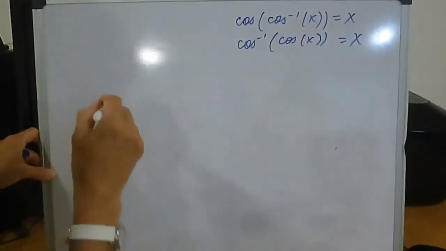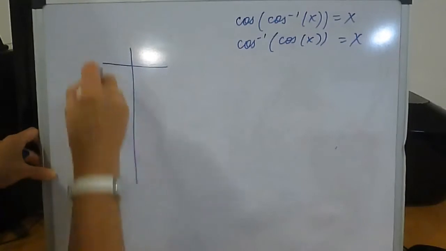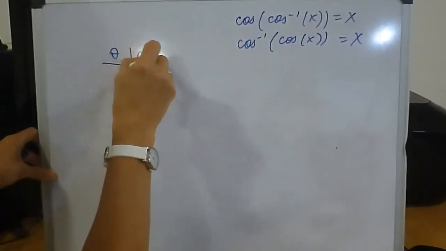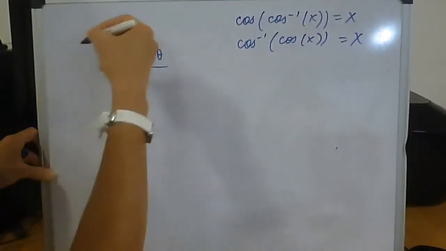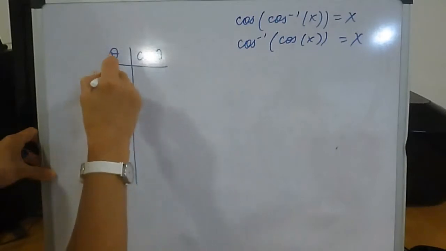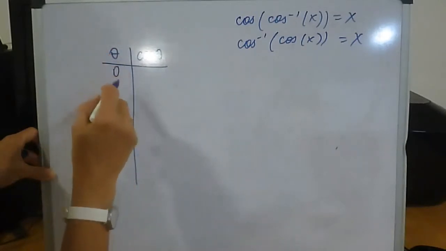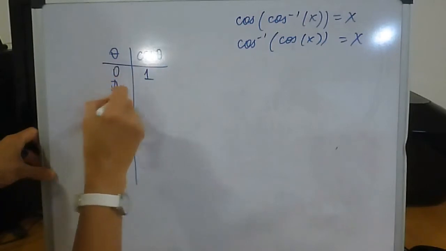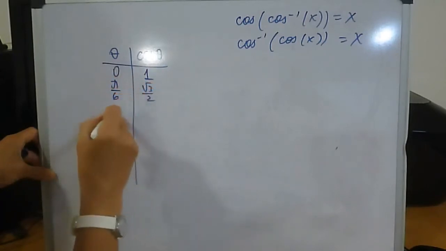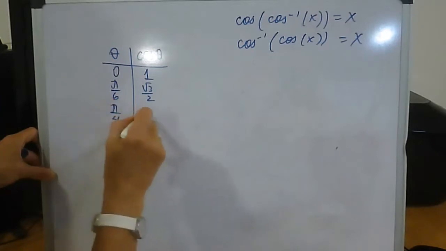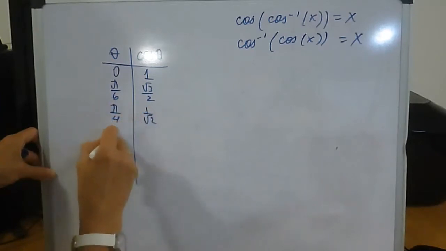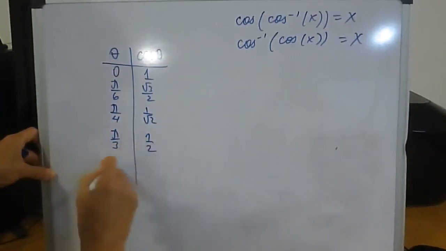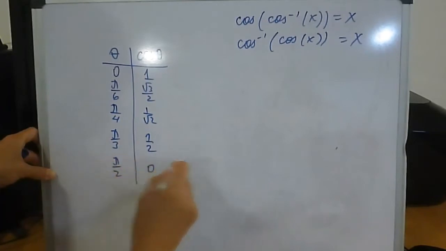Okay, so let's try. Our table was looking like this, theta and cosine of theta. I'm not going to do the whole cosine from 0 to pi. I'm just going to do 0 to pi over 2. So cosine at 0 is 1, right? Pi over 6 is square root of 3 over 2. Pi over 4 is going to be 1 over square root of 2. Pi over 3 is going to be 1/2. And pi over 2 is going to be 0.